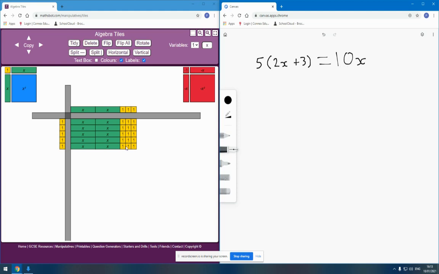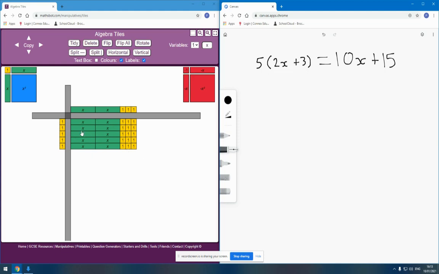And then similarly, if I've got 3 ones by 5 ones, well, this is just a 3 by 5 rectangle here, and that's a 3 by 5 makes 15. 3 rows of 5, or 3 columns of 5, sorry, in that case makes 15, or 5 rows of 3 makes 15. So as well as that 10x, I have 15.